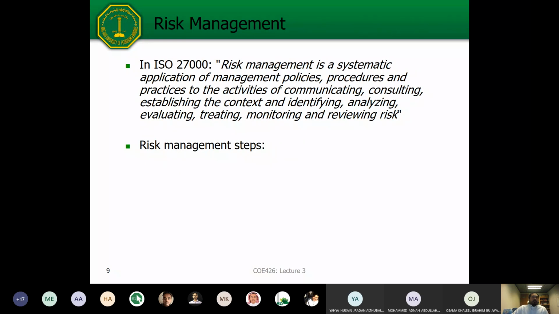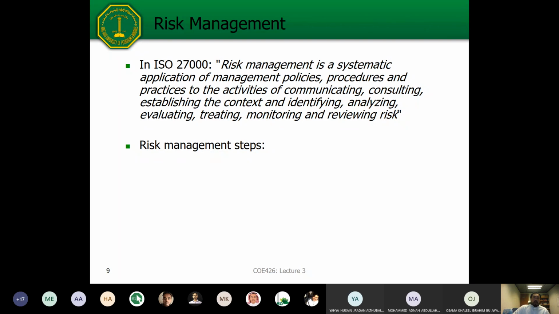The last thing we talk about is the definition of the risk management process according to the ISO 27K series standard. They define risk management as the systematic application of management policies, procedures, and practices to the activities of communicating, consulting, establishing context, identifying, analyzing, evaluating, treating, monitoring, and reviewing risk. So the main three terms that I'm looking for here are how to identify a risk, how to analyze the risk, meaning what, how, and why it's happening, and evaluating what is the impact of that risk.